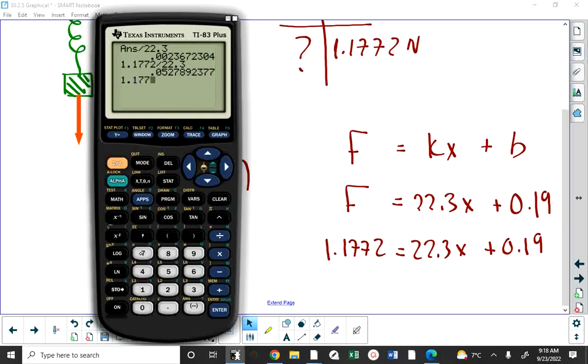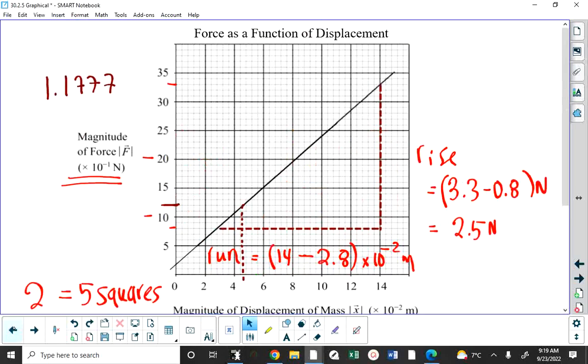Sorry for my fumbling around trying to read that axis. I don't know why it was so difficult for me. I have to subtract the 0.19 first. Then I'm going to divide that by 22.3. So you're looking at about 4.4 centimeters. And in fact, when you take a look at doing this from the graph, it's not quite 4.4. It's probably 4.35 or right around there, but it's closer.